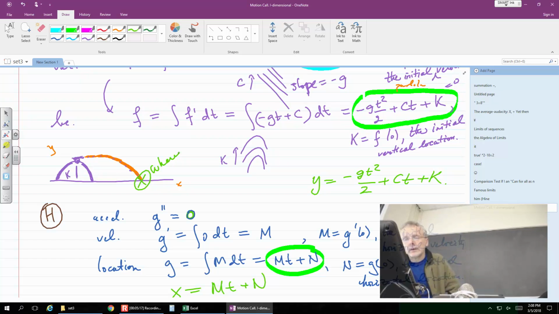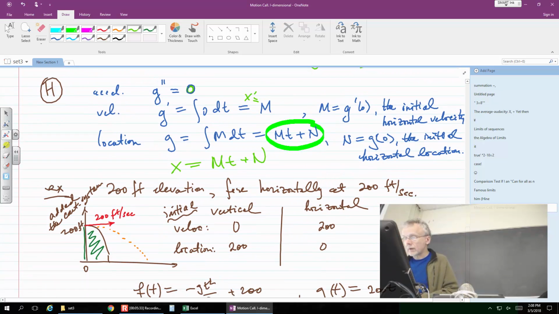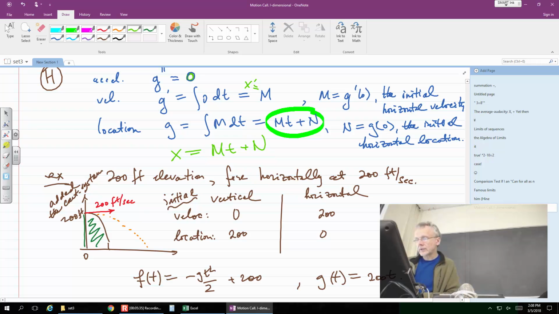Then you're going to need all four formulas: 2 for location and 2 for velocity. These are our formulas. This is a special case that I want to consider: the hill is 200 feet high, shooting directly, straight horizontally, at 200 feet per second. The initial velocity is here.